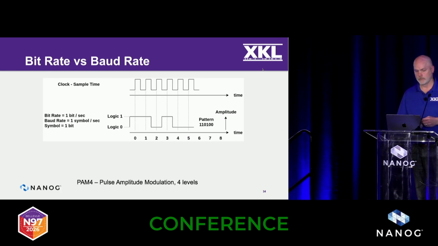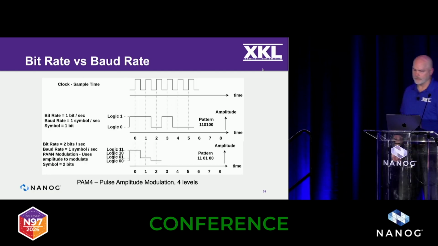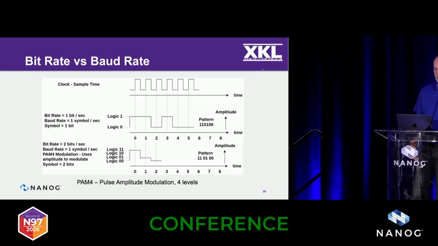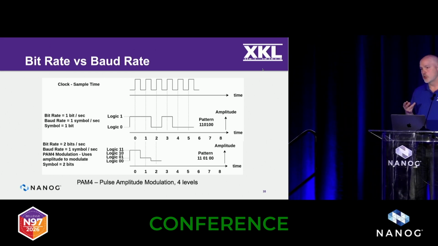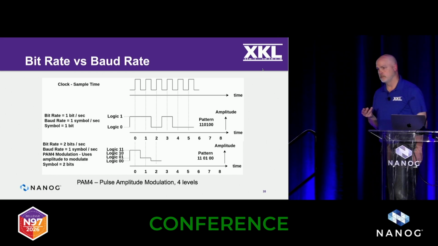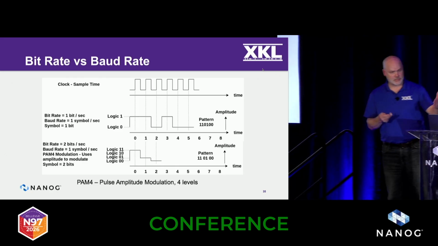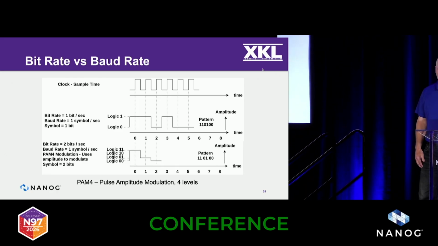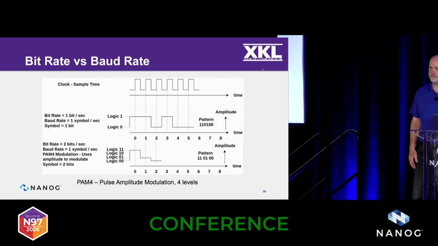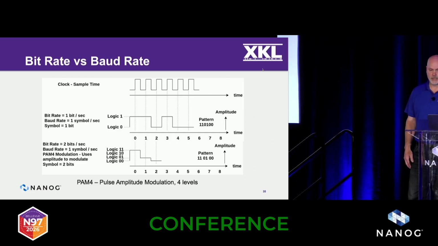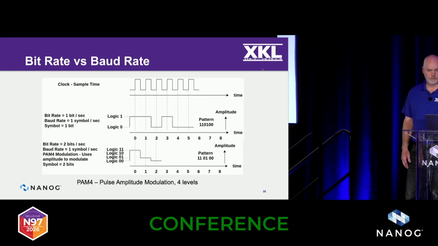Now I introduce a more complicated modulation scheme like PAM4. I have 4 levels of logic, and I'm encoding 2 bits per symbol. So each sample, I'm getting 2 bits, right? So it takes me half the time. I've got a bit rate of 2 bits per second, but my symbol rate is still 1 symbol per second. So that's my baud rate.